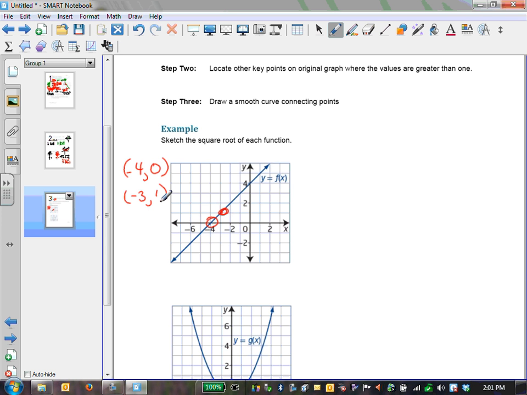Locate other key points on the original graph where values are greater than 1. Nah, this would be another point that I'd pick. Why would I pick that?